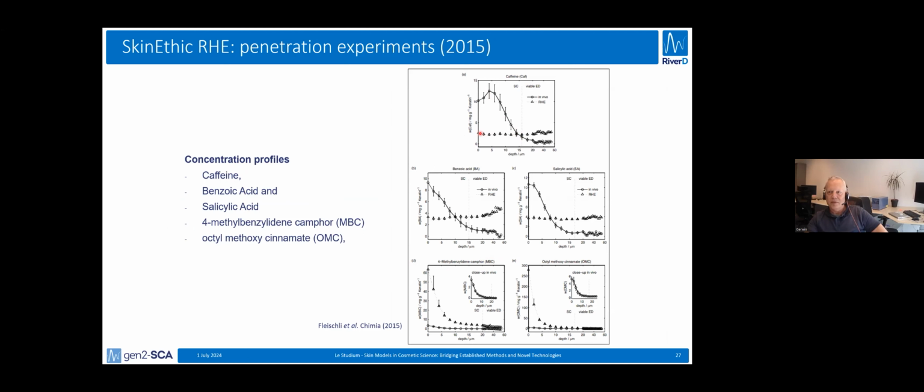They found a very homogeneous distribution for caffeine, benzoic acid, and salicylic acid. And for two other products, they found concentrations in the skin model that were 1 to 2 orders of magnitude higher than you would find in vivo skin.